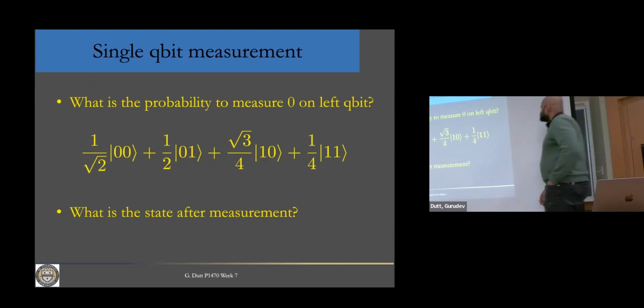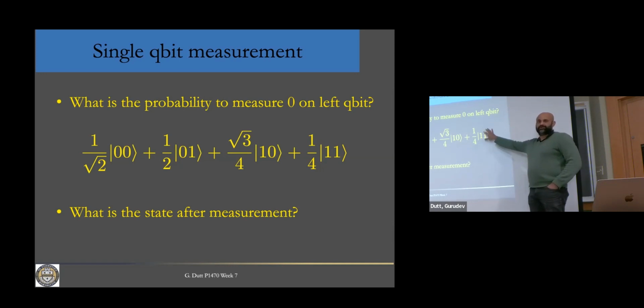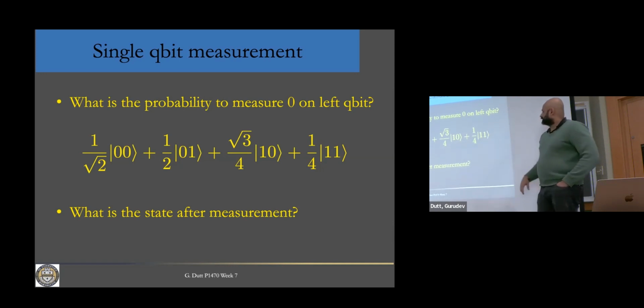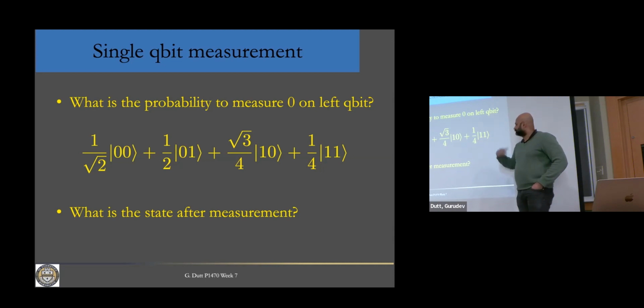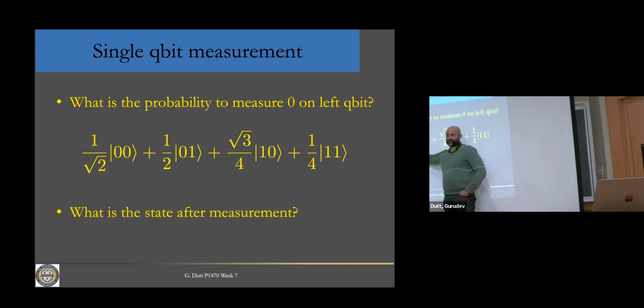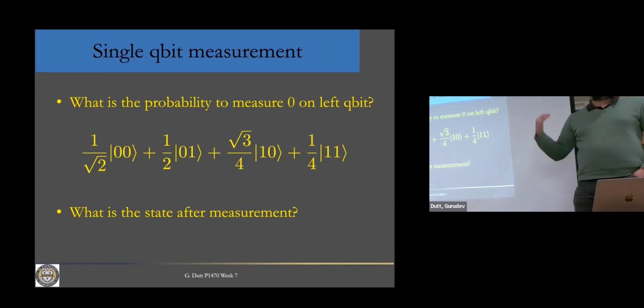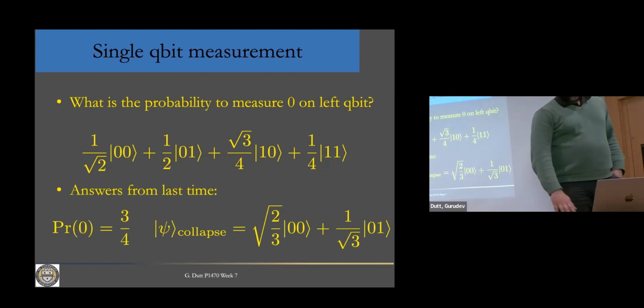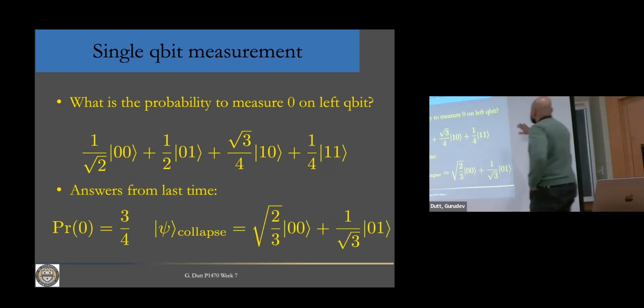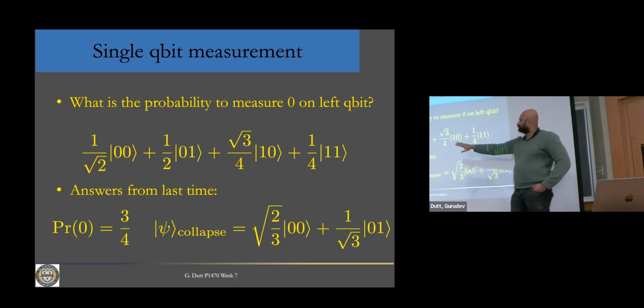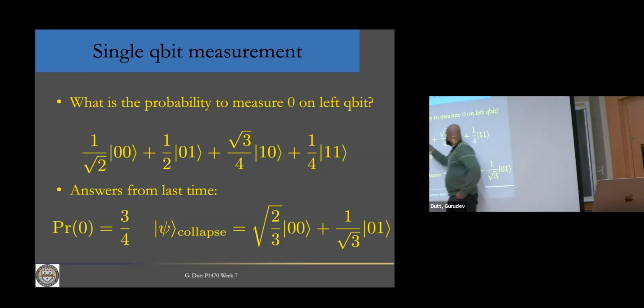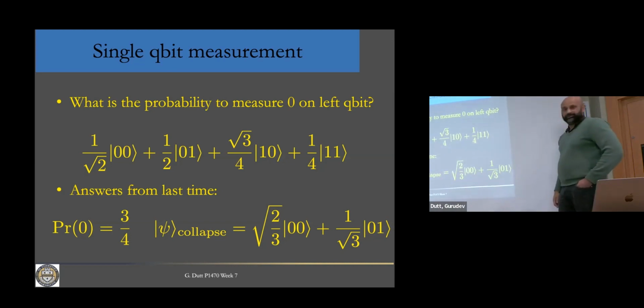In the last class, we looked at a state, just some general state that I wrote down. And I asked, what is the state after measurement? We saw that if I measure 0, 0, then the probabilities are 1/2, 1/4, 3/16, and 1/16, just from the norm squared of each of those coefficients. Then we asked, what is the probability to measure 0 on just the left qubit? That is just these two states, when there is a 0 on the left qubit, and so we got the probability of 0 to be 3/4.